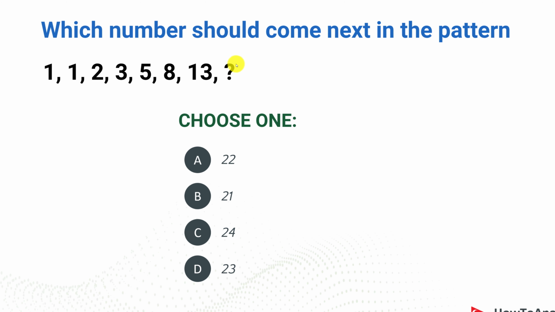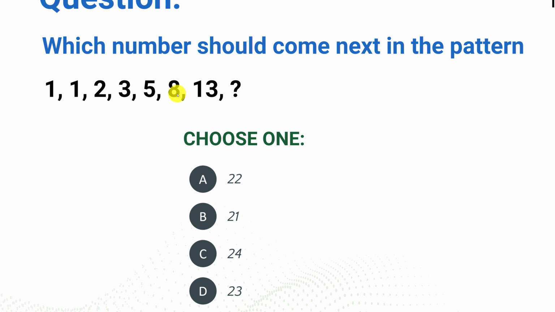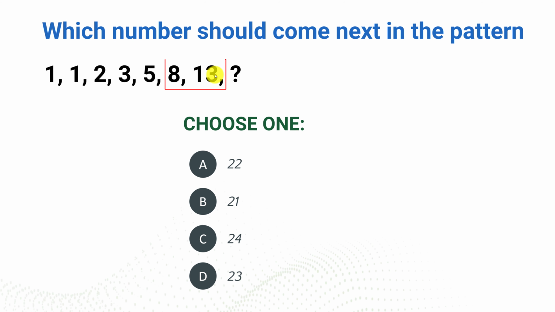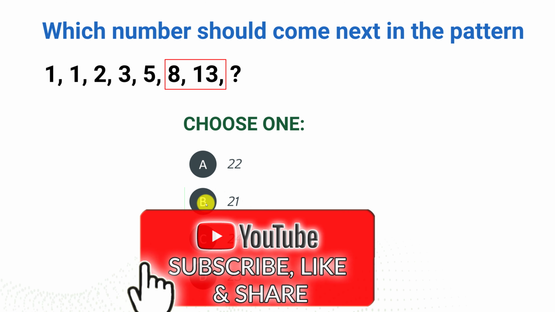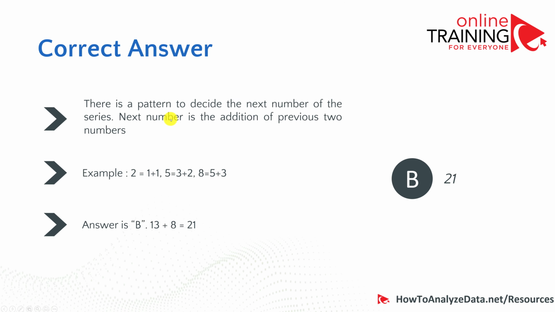Well, let's look. So we have 1, 1, and then 1 plus 1 equals 2, then 1 plus 2 equals 3, then we have 2 plus 3 equals 5, and then you can kind of keep going. So to calculate the next number, it's basically the sum of the previous two numbers. So 8 plus 13 is 21. So the right choice here is choice B, which is 21. And this is the explanation that the pattern here is really the sum of previous two numbers. Hopefully you've got this one right.